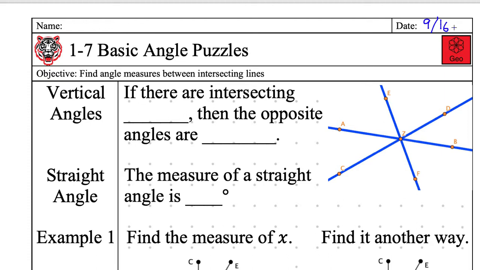All right, quiet, raise hand. What is our objective today? Gunner's already ready to go. Find the angle measures between intersecting lines. That's it. So 50 XP to Gunner. Thank you, Jessica.